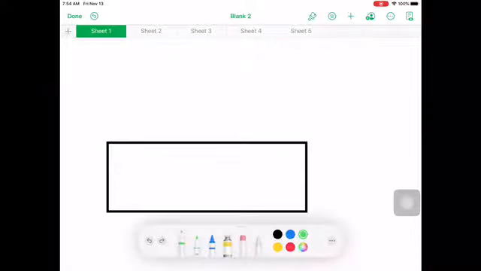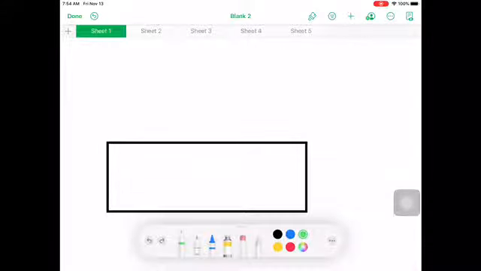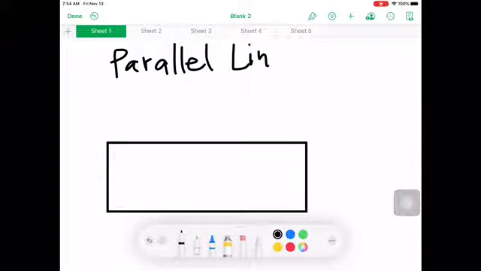We are going to take a few moments and talk about the naming of parallel lines in a rectangle or any other kind of polygon shape. So we'll start by going into our drawing, and again we are talking about parallel lines. Parallel lines, if you remember, are lines that never cross on the same plane.